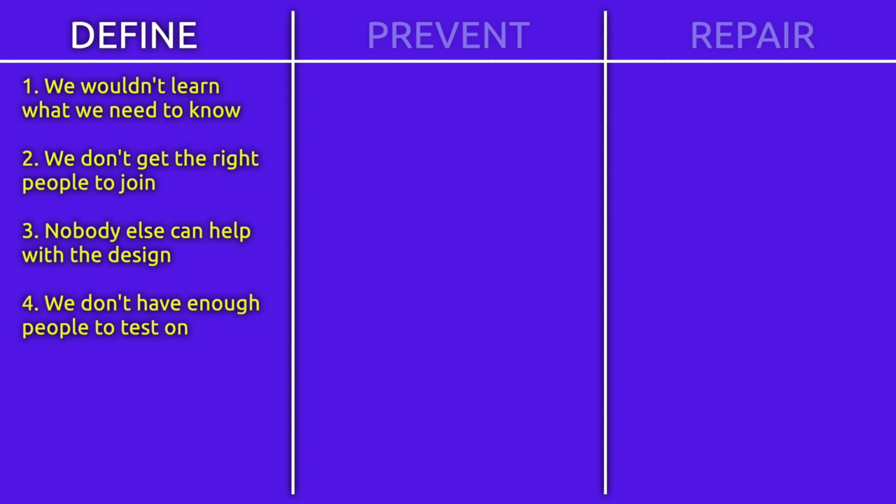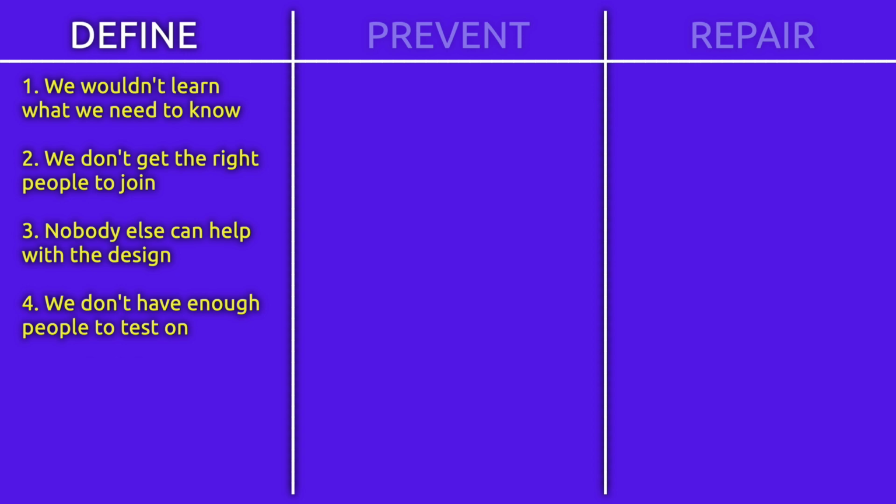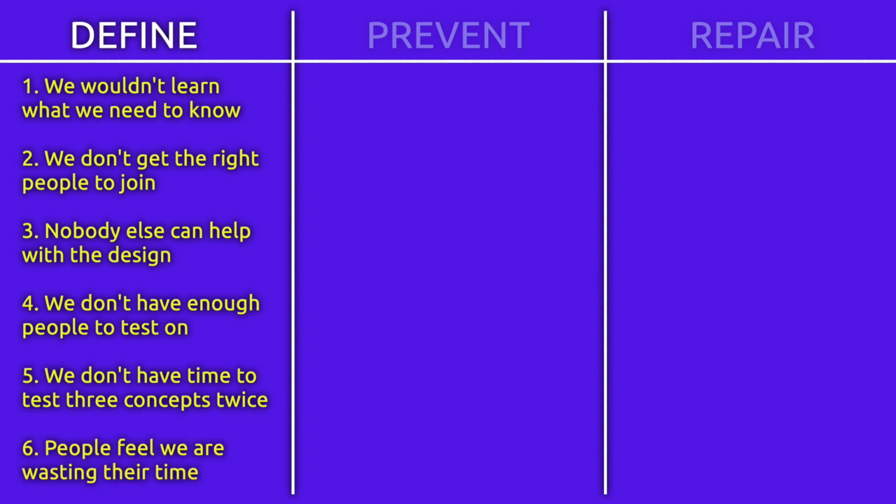Fourth, there were a lot of fears here. 4, we don't have enough people to test on. In the normal design sprint, you have 5 people. So I was worried that maybe people would drop out, or maybe we wouldn't have anyone at all. And 5, we don't have time to test 3 concepts twice. At that point we wanted to do 3 concepts twice, and that was a lot of things to do in a short amount of time. And the last fear was people feel we're wasting their time.